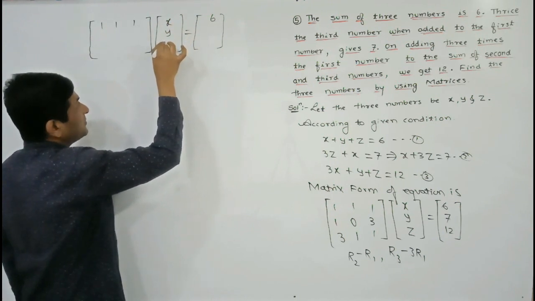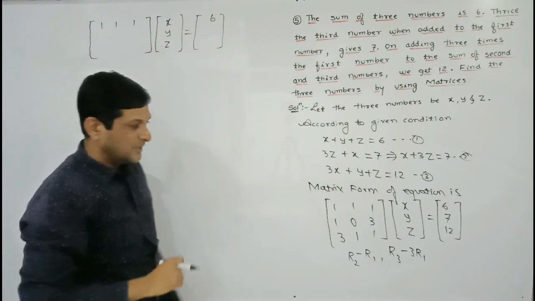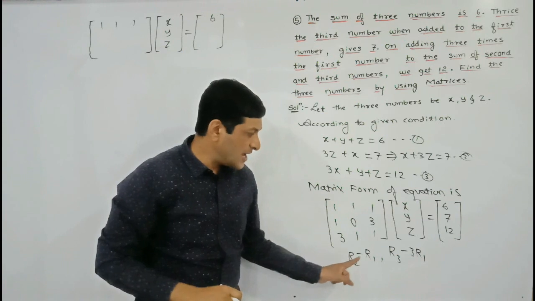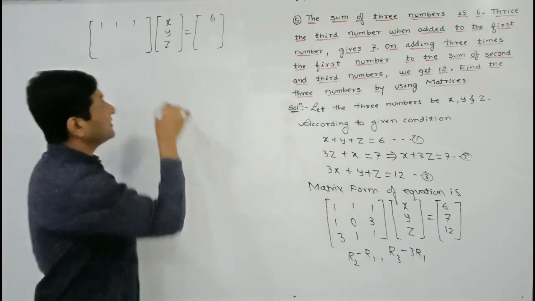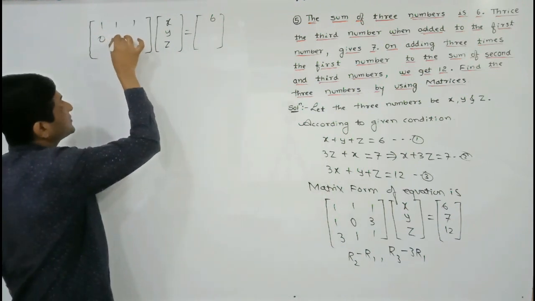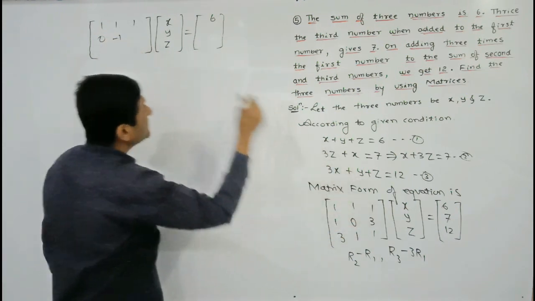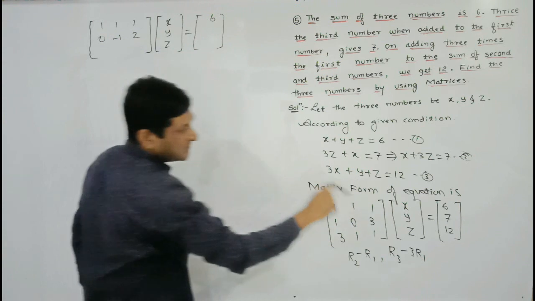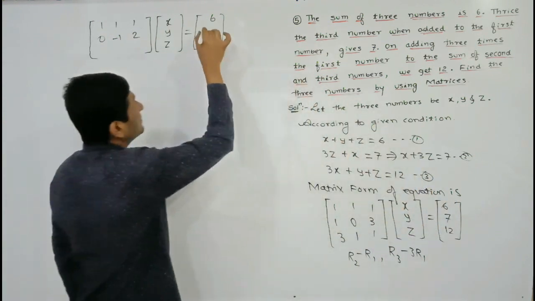Now we are performing the first operation on R2. What is our operation on R2? R2 minus R1. 1 minus 1 will be equal to 0. Then 0 minus 1 will be equal to minus 1. And here 3 minus 1 will be equal to 2. And on this side 7 minus 6 will be equal to 1.